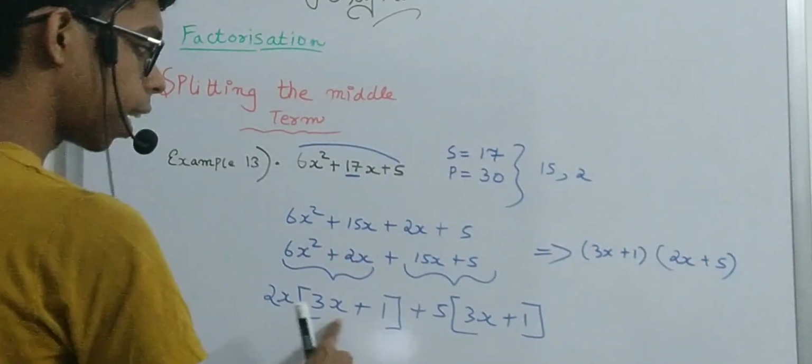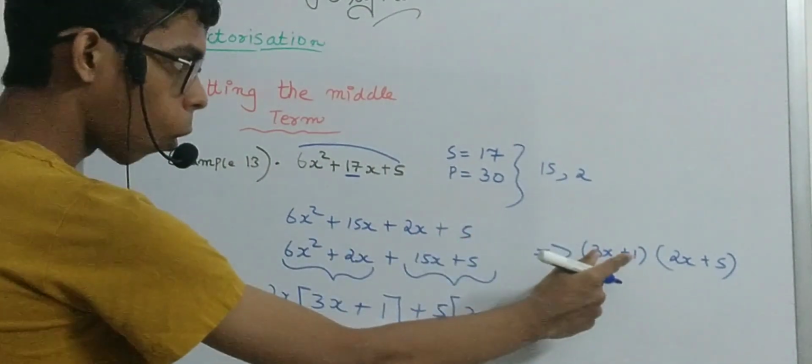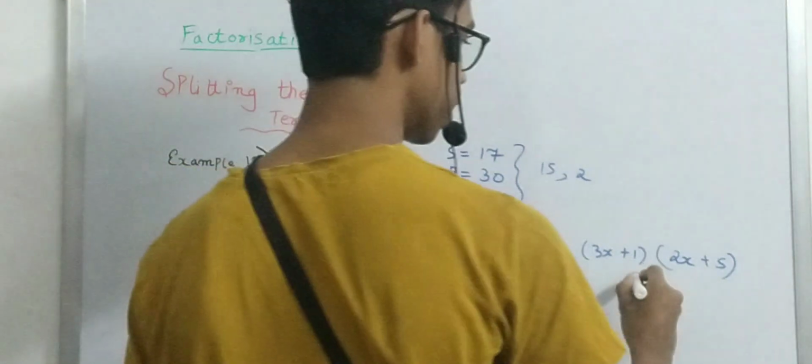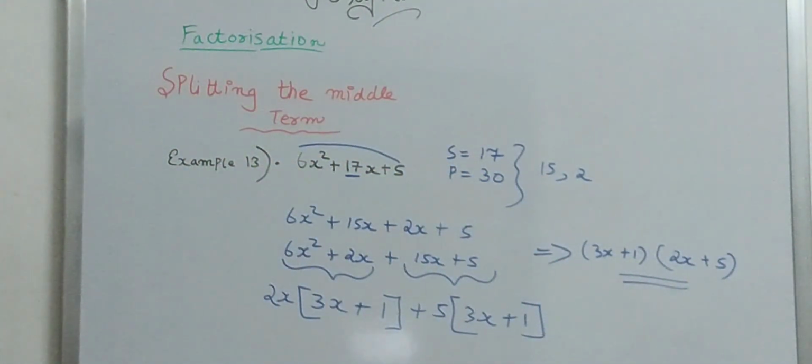Since there are 2 3x plus 1 and here also 3x plus 1, take this 3x plus 1 as common. So what is left with you? 2x plus 5. Okay, isn't it? So this is your final answer. This is the final factorization by using the splitting the middle term method.